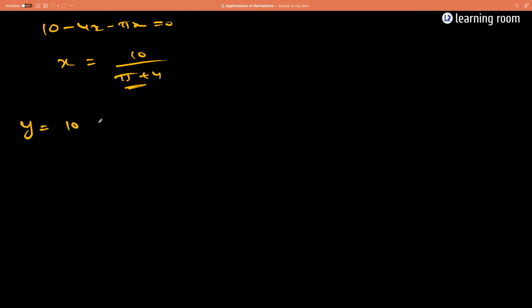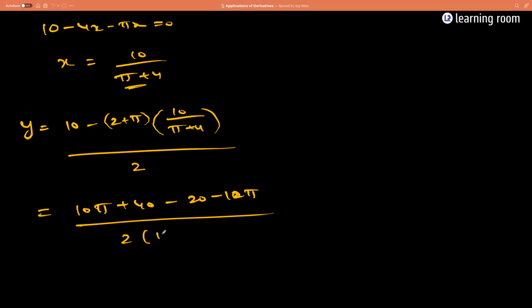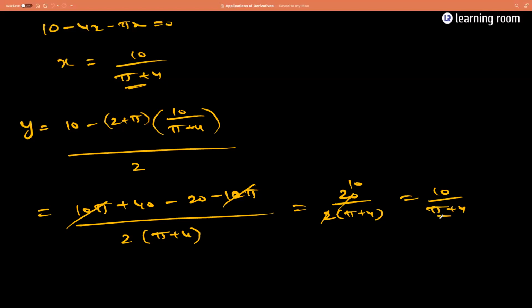So y is 10 minus 2 plus pi into x, which is 10 divided by pi plus 4, the whole divided by 2. If I take LCM, 10 pi plus 40 minus 20 minus 2 pi minus 10 pi, the whole divided by 2 into pi plus 4. So 10 pi and 10 pi are lost. So 20 divided by 2 into pi plus 4. So this will get cancelled. This will also come out as 10 divided by pi plus 4.